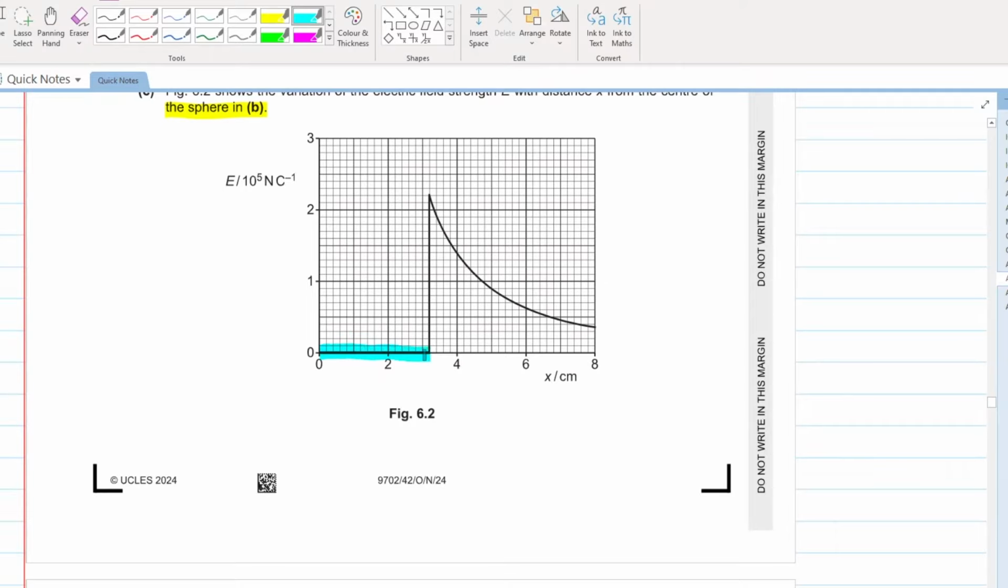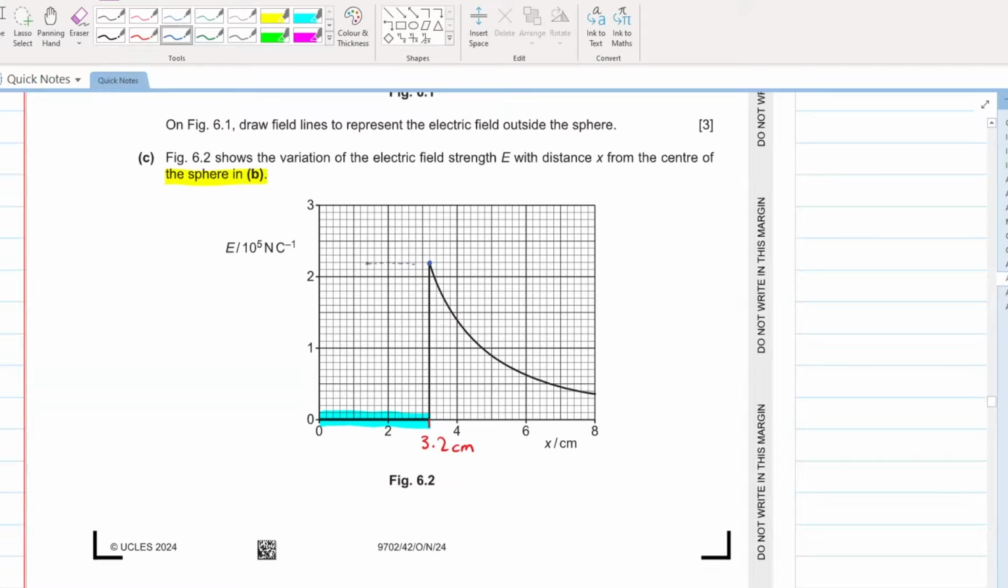Let's further move ahead. 3.2 centimeter. Perfect. Calculate the charge on the sphere. You have to calculate Q, charge on the sphere. How will you do that? You will go towards the top side and you will note down the electric field at this point. The electric field at this point is 2.2. What is the R at this point? 3.2. Do you remember the formula?